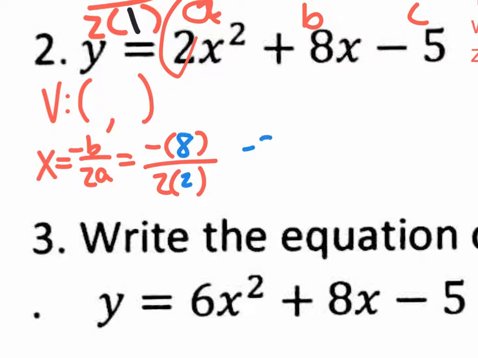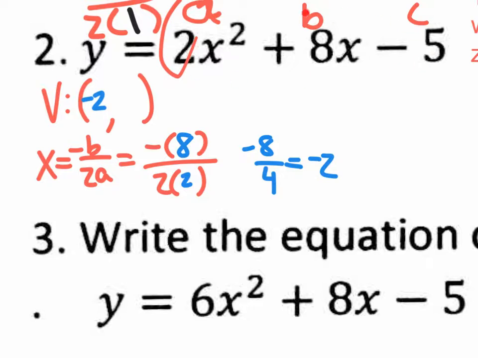We're going to end up with negative 8 over 4, which ends up being negative 2. Everybody with me? So our vertex x value is negative 2. Once you have the x value to any equation, how do you find the y value? Plugging it in. So I'm going to rewrite this quadratic trinomial equation, but instead of x's, I'm going to put parentheses so I could plug in this negative 2.